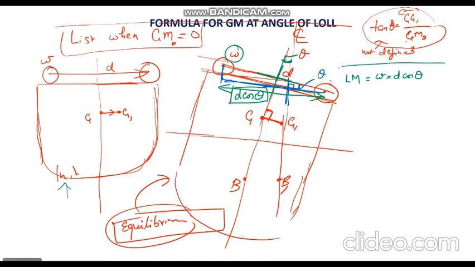Beta, any questions on this? Listing moment in the equilibrium condition is small w into d cos theta, correct? Correct, beta? It should be equal to W into GZ. Usually, what do you take GZ as? GM sine theta. But in this case, the initial GM is already 0. So that means the GM sine theta formula will not fit in. So how do I get GZ? I use the GZ by the wall-sided formula, which we just did.